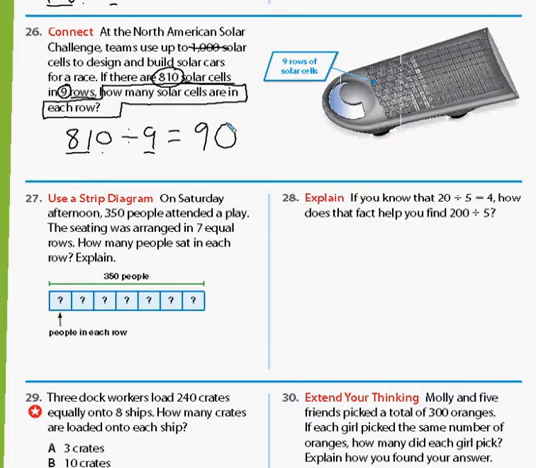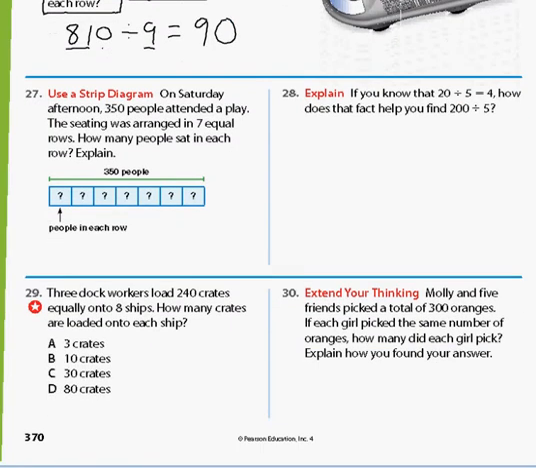Okay, let's go ahead and look at problem 28. If you know that 20 divided by 5 equals 4, how does that fact help you find 200 divided by 5? It's just like all the other ones. We know that 20 divided by 5 equals 4, because we know 5 times 4 equals 20. So for 200 divided by 5, the basic fact is 20 divided by 5, which is 4, and we have one extra 0 in there to mark our place value, so we know the answer is 40.